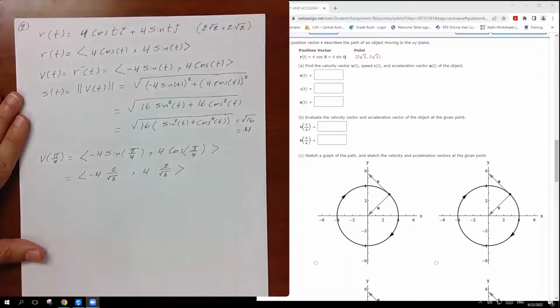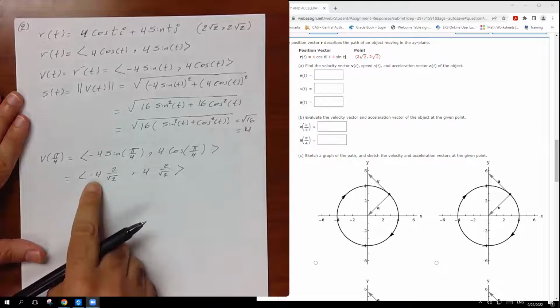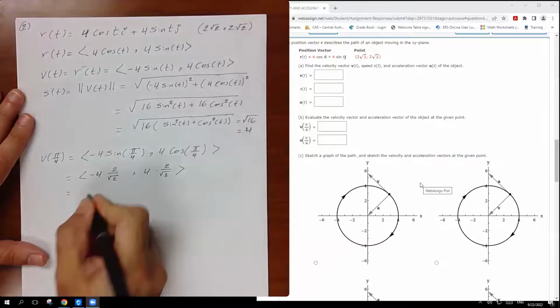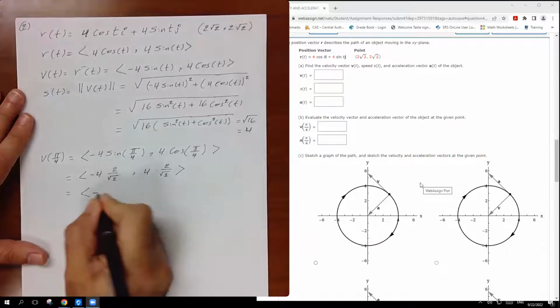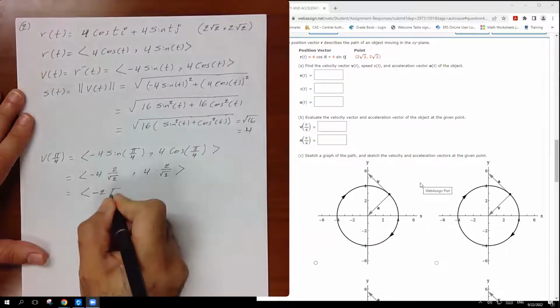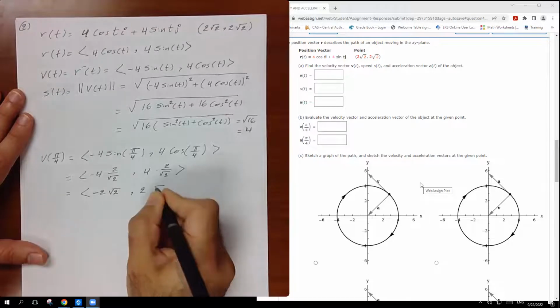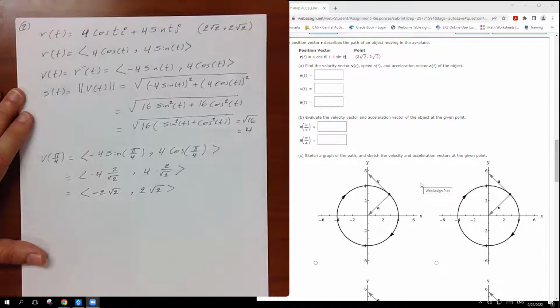If you want to simplify it, this one is going to be negative 2 square root of 2. And this one is going to be 2 square root of 2. That's it for this one.